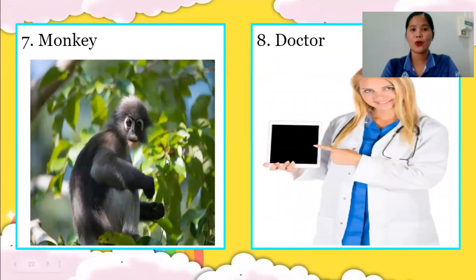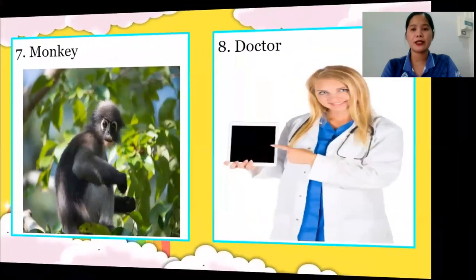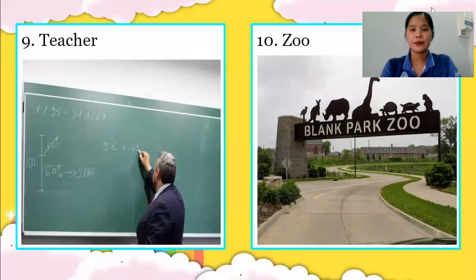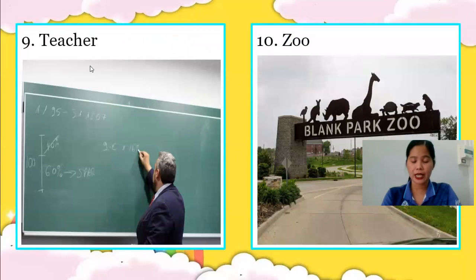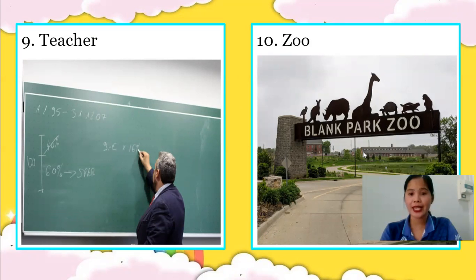Number seven, monkey. This monkey belongs to what? Person, thing, place, or animal. Number eight, doctor. Finished? Okay, very good. Let's proceed to number nine. Number nine, we have teacher, just as I told you earlier. And the last one, we have zoo. Look at this one. This is a park, a zoo. So zoo belongs to what? Is it person, thing, place, or animal?